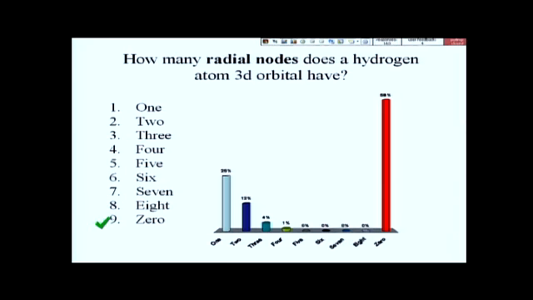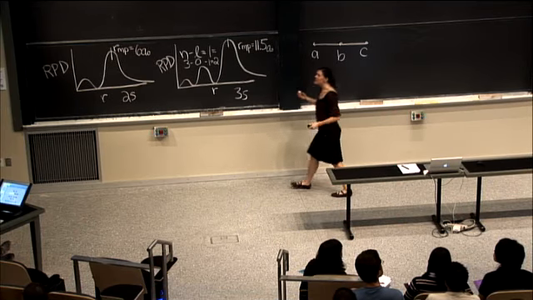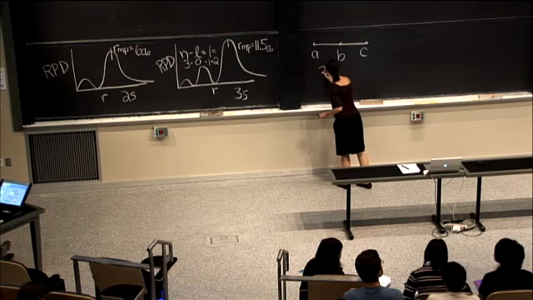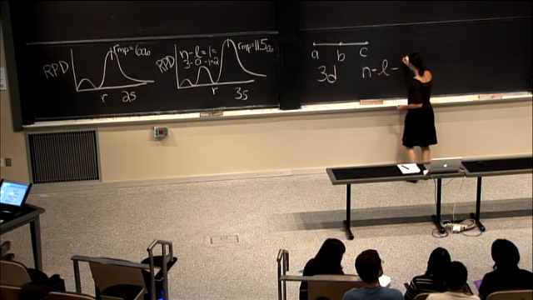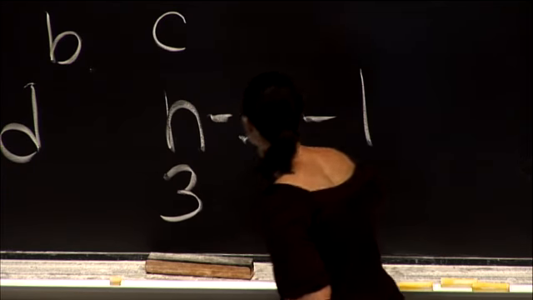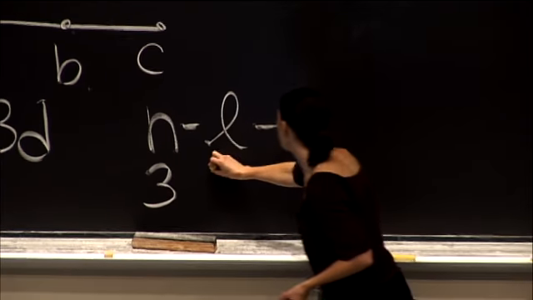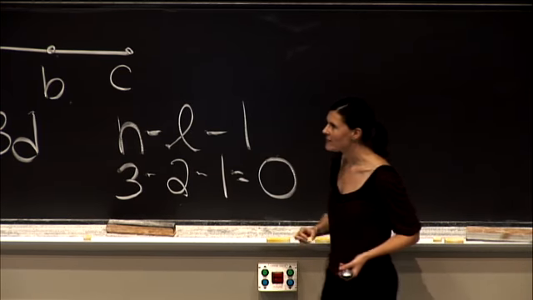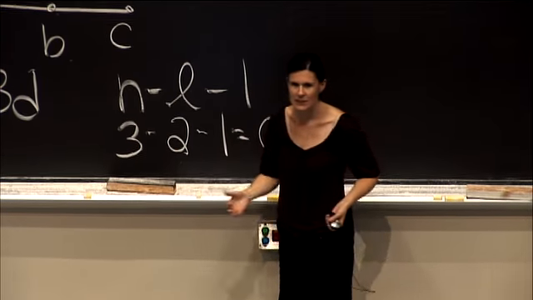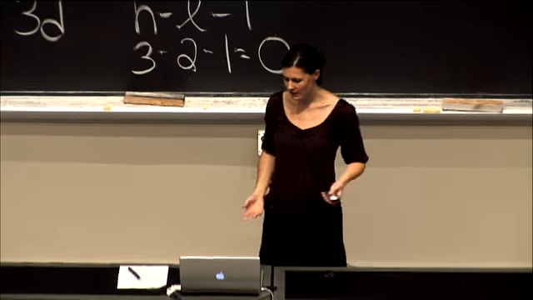All right, so most of you got that, though there's this little subset thinking that we have one, so let's actually write this out here. So if we have a 3D orbital, we're talking about n minus L minus 1. What does n equal? What is L equal to? Okay, and L is equal to 2. So it turns out that we have 0 radial nodes that we're dealing with when we're talking about a 3D orbital.